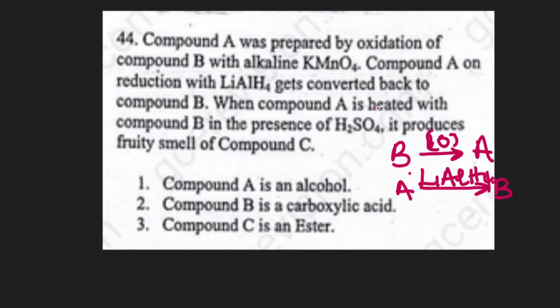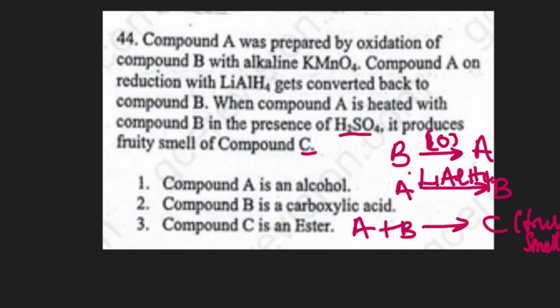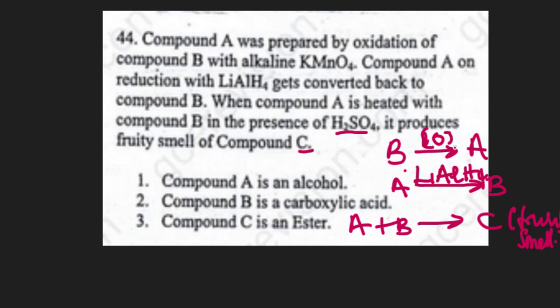When compound A is heated with compound B in the presence of sulfuric acid, it produces a fruity smell of compound C. So compound A reacts with B, producing compound C with a fruity smell. So what could be compound A? For oxidation, let us realize that compound C with a fruity smell is an ester. Esters have a characteristic fruity smell.